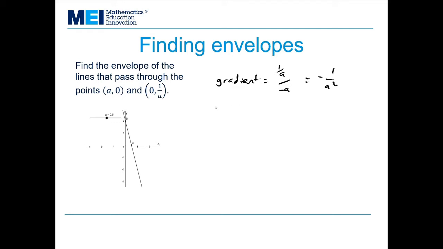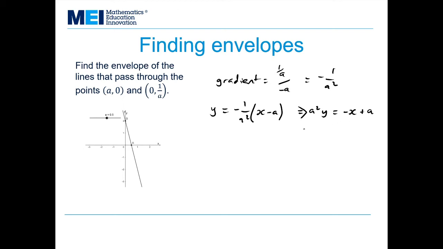So to find my function then, I will have y minus y1 equals m(x minus x1). So y minus 0, that's just y, equals m, so that's my minus 1 over a squared, times x minus x1. So that's just a. And so tidying that up a little bit, I can rearrange and get a squared y equals minus x plus a, multiplying through by a squared.